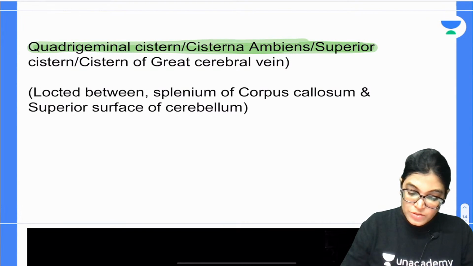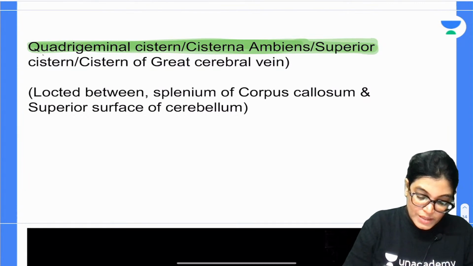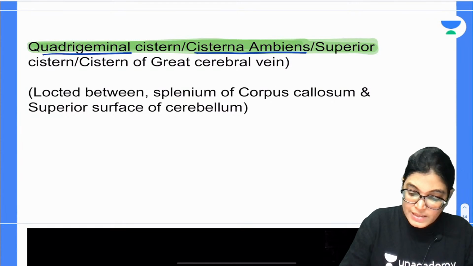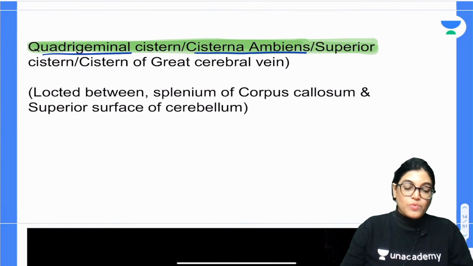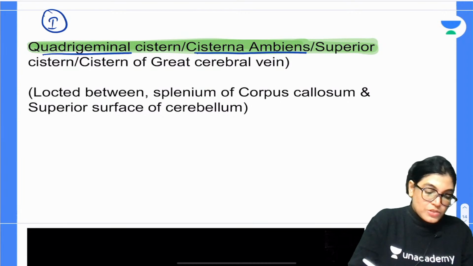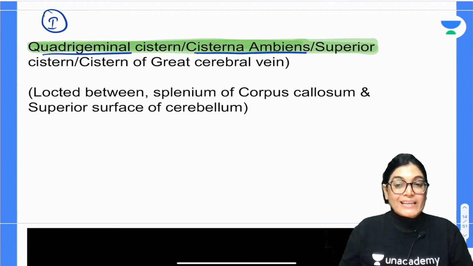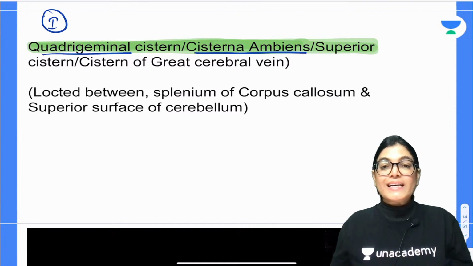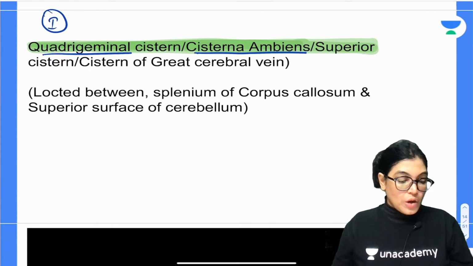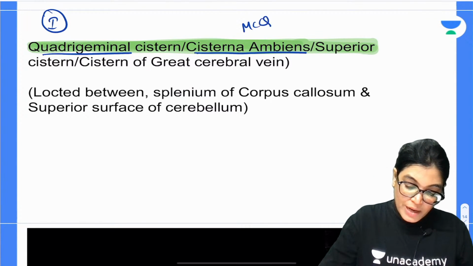So yes, I would like to discuss the quadrigeminal cistern or Cisterna ambiens. My dear aspirants, the quadrigeminal cistern has many names. Let's discuss the first cistern, that is the quadrigeminal cistern, which is also called Cisterna ambiens. Please note down, my dear aspirants, these are important for your MCQ session.